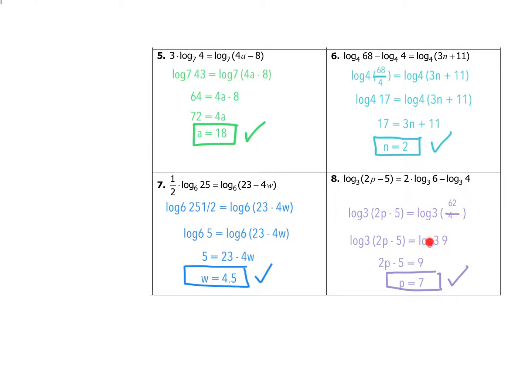And then because of the one-to-one property, I can set those values equal to each other, add 5, divide by 2, and I get p equals 7. And when I plugged 7 back in for p up here, 2 times 7 is 14, minus 5 gives me a positive number. So this is a valid solution.